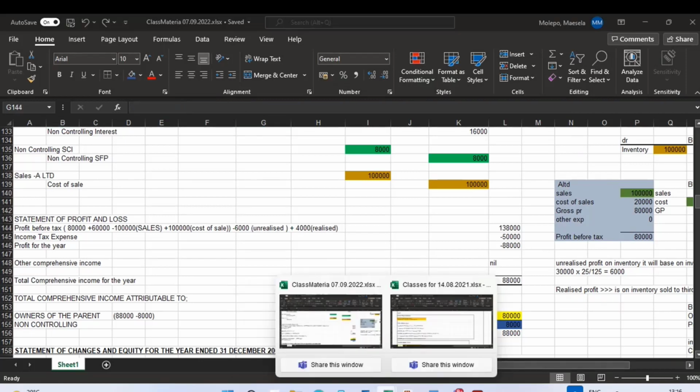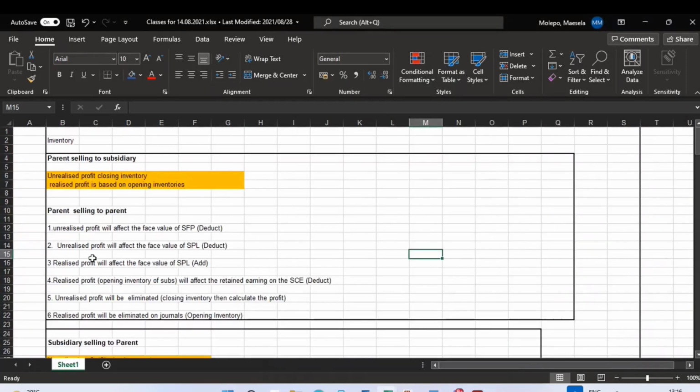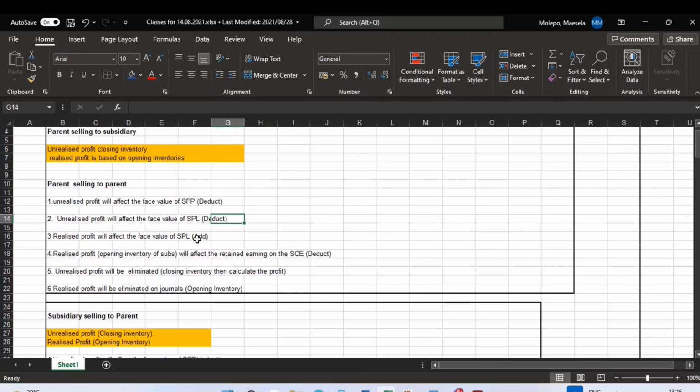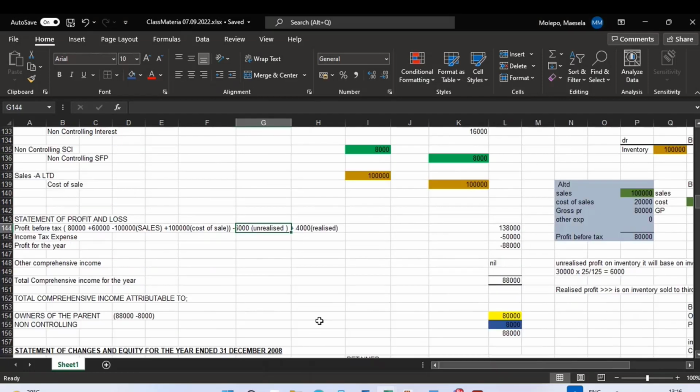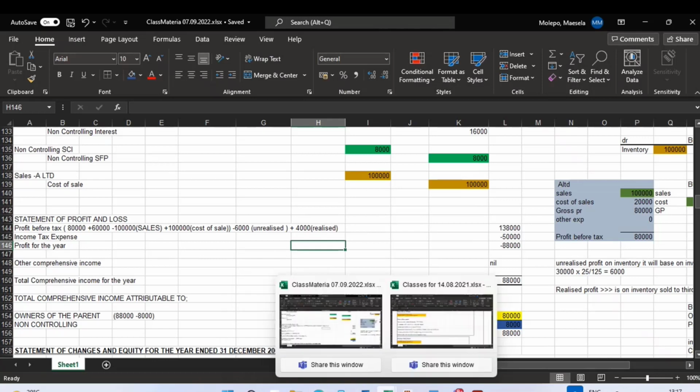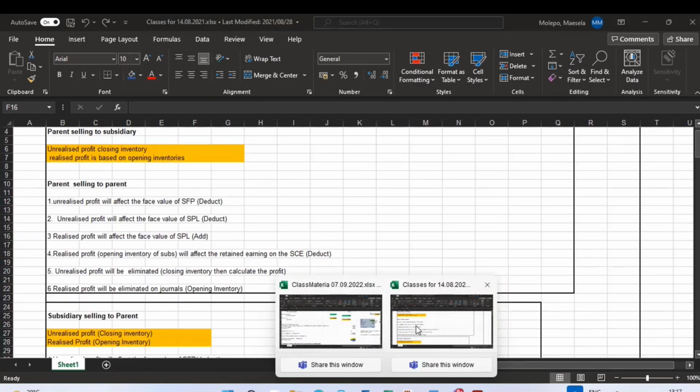Now let's check again. Now they say the unrealized profit will affect the face value of the statement of profit and loss. Deduct. That's the one we did. The realized profit will affect the face value of the statement of profit and loss. You add the realized. Let's check the realized. This one was the realized. We add it. Did you see this one? Yes, sir. So I'm trying to check the notes that I gave you on Tuesday.